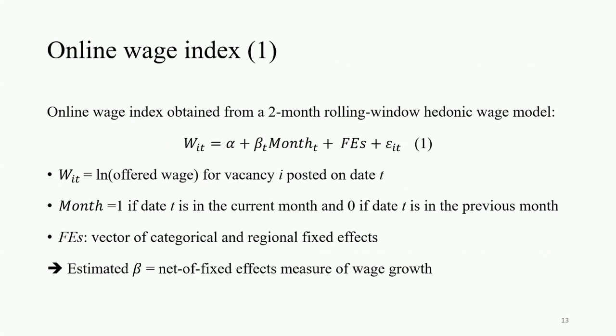Now, as I mentioned at the beginning, in the first part of our analysis, we try to come up with an online wage index using our data. What we did is use a hedonic wage model where we regress the log of the posted wage for each vacancy on a dummy variable, which equals one if the date when the vacancy was posted on the website is in the current month and zero if it was posted in the previous month. In this equation, we also control for different combinations of categorical and regional specifics. So essentially, by estimating this model, our estimated beta here can be considered as the net-of-specifics measure of the online wage index or online wage inflation.